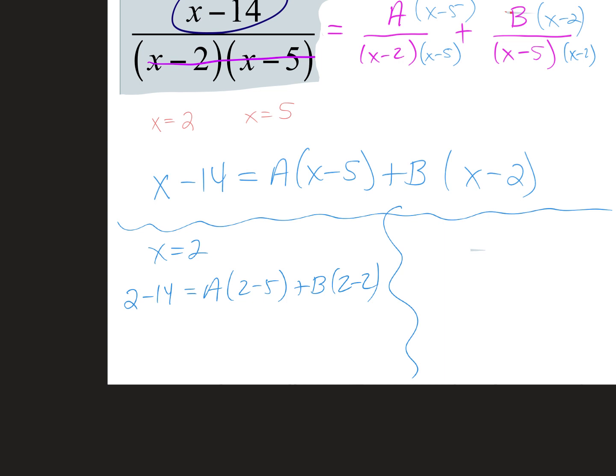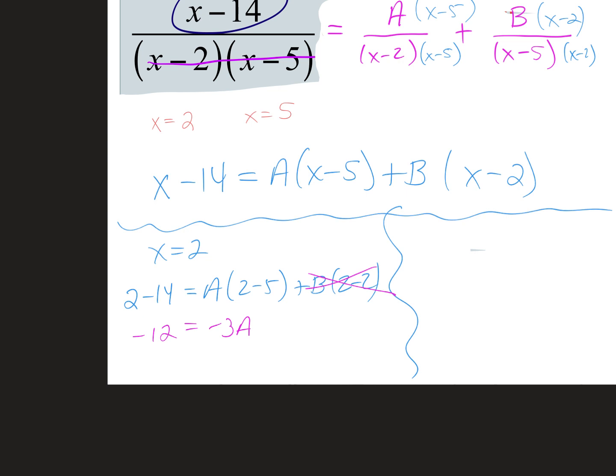There's lots of places during this process that you can check to make sure you're on the right track. This is one of those checkpoints. What's 2 minus 14? Negative 12. Okay, equals, what's 2 minus 5? So this is negative 3A. What's 2 minus 2? 0. So what's going to happen here? This is going to cancel. That should always happen. If you get another number there, then you did something wrong.